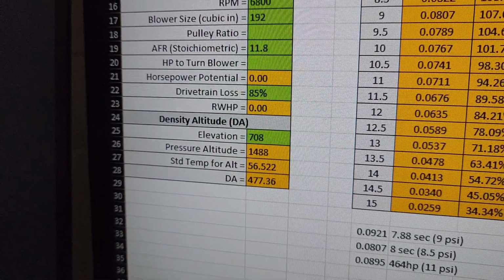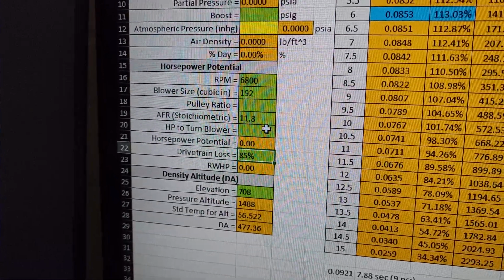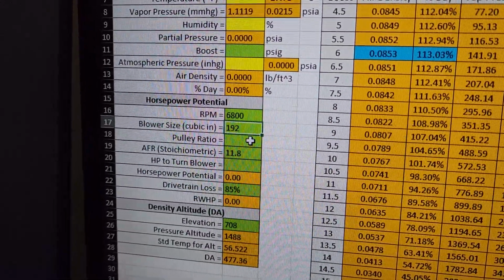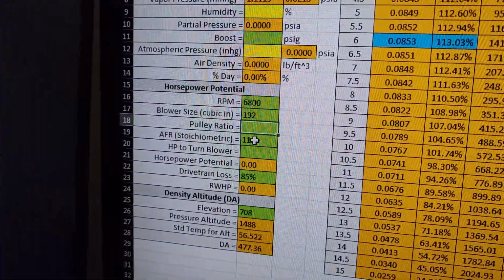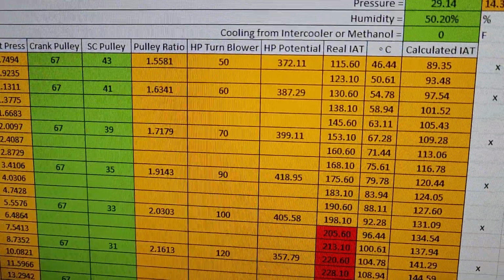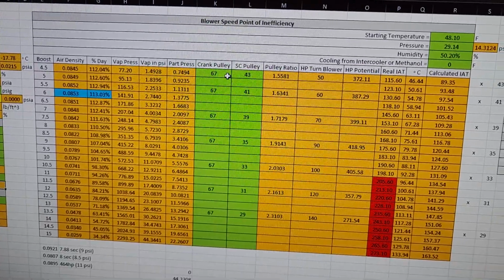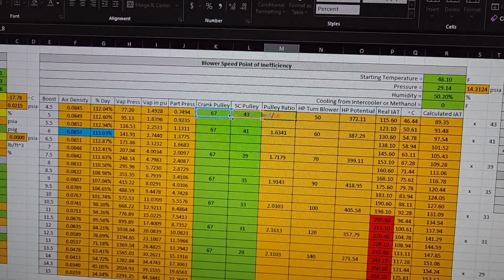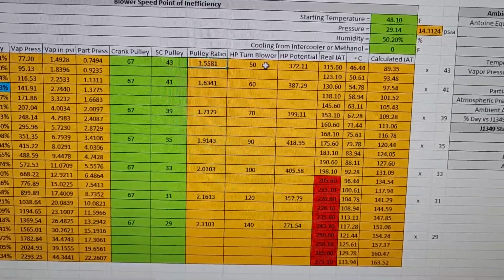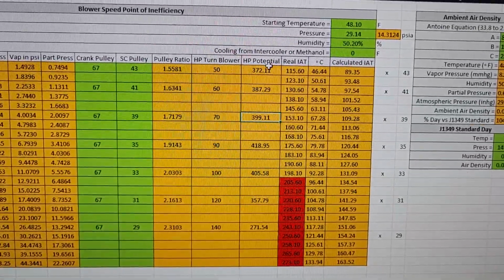Like drivetrain loss down here, 85%. It's actually worse than that on my truck, but that's pretty much the average 15% drop. That's air fuel ratio, RPM, blower size, and the pulley ratio I calculated over here, so I don't need to do this. And then horsepower to turn the blower, and that tells you your horsepower potential and actual real world horsepower. I just have horsepower potential as real world horsepower over here. All I did was my crank pulley, my supercharger pulley ratio is just this divided by that. Horsepower to turn the blower is specific to the 192 blower shop blower, and you can ask the manufacturer for these numbers. And then you have horsepower potential.